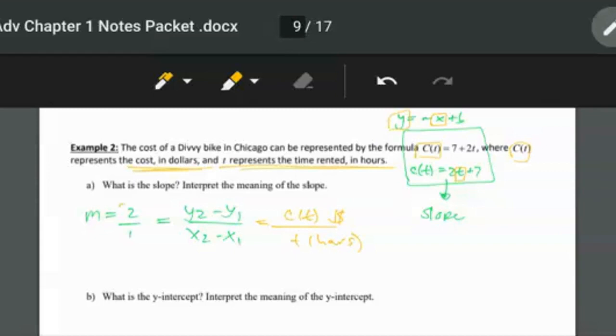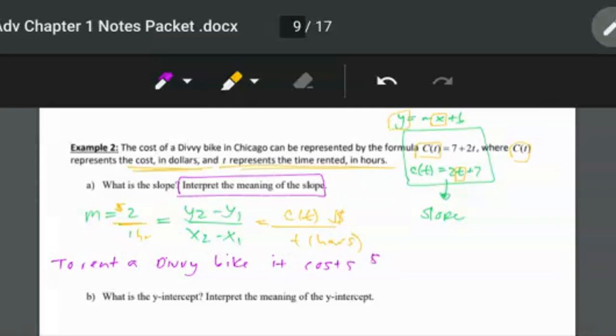And I think, okay, this 2 represents $2 and this 1 represents 1 hour. So what that means is $2 for every 1 hour. Think of renting a bike: it's going to cost you $2 for every 1 hour that you rent that bike. So interpret the meaning. Once you figure out the meaning, you should write it in a complete sentence. You should say, to rent a Divvy bike, it costs $2 for every 1 hour, something like that.